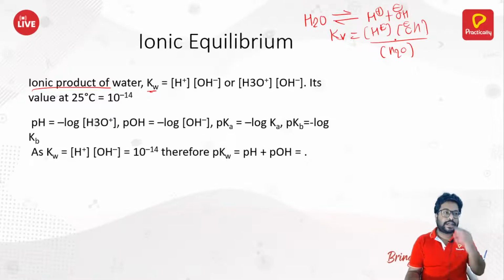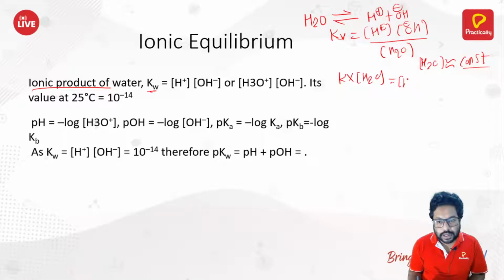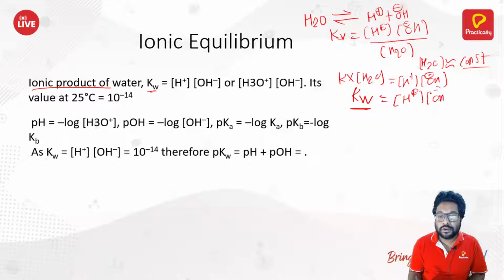Now water dissociates to a very small extent, which makes the concentration of H2O practically constant. So K into H2O is equal to H plus times OH minus. Therefore K into H2O is termed as a new term, which is Kw, and therefore Kw is equal to H plus times OH minus.